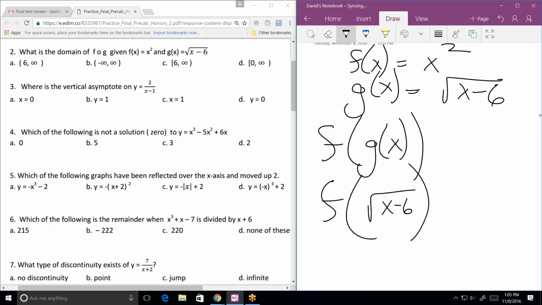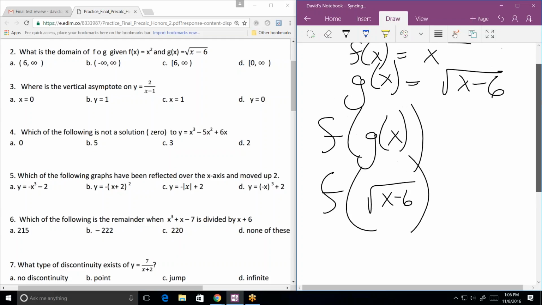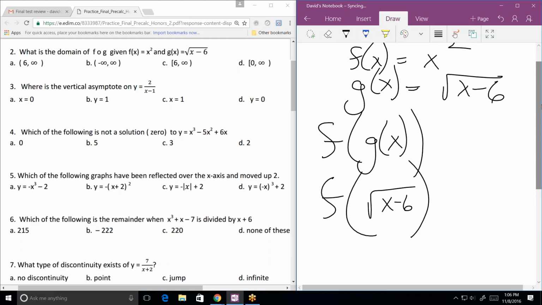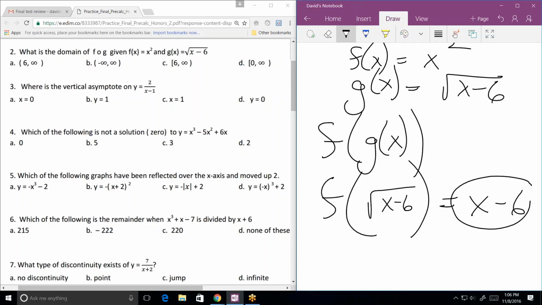Okay, now how are we going to solve that? Just square it, so it would just be x minus 6. Yeah, you're right. And now, what's the domain of that? All real numbers. Correct. But when you have a composite function, the domain is always the most restrictive domain of either of the two functions. So let's go back and look at the domain of f of x. What's that? All real. What's the domain of g of x?